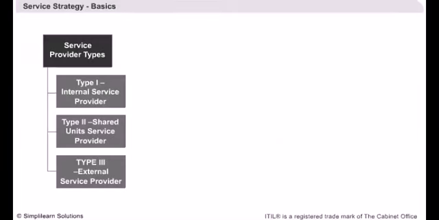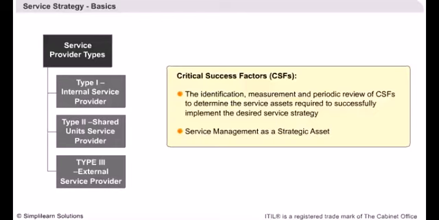Service providers can be categorized as internal, external, or shared. The critical success factors, CSFs, of the strategy are the identification, measurement, and periodic review of CSFs to determine the service assets required to successfully implement the desired service strategy, and service management is taken as a strategic asset. We will be discussing these service provider types in detail in the later learning units. Now, let us proceed to understand service design very briefly in the next few slides.